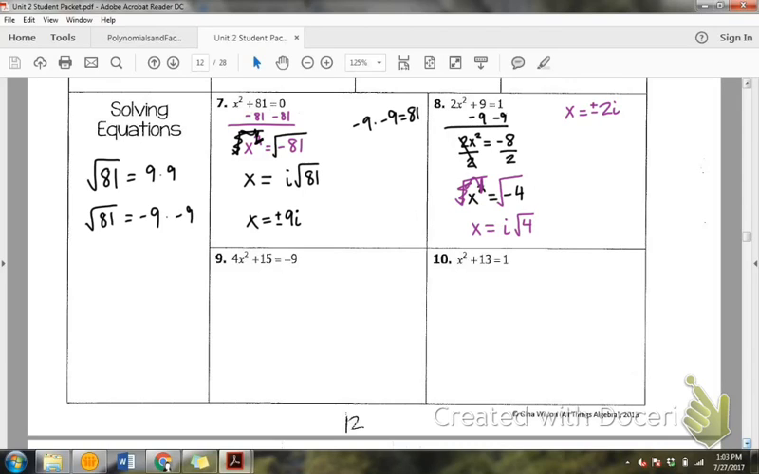I'd like you to try number 9 on your own, please. Would you always have the plus or minus when you're doing the i? Yep, just like this. Try number 9 on your own, please. You're not showing any work, so I'm concerned that when you go back and look at your homework, you're not going to know what to do.